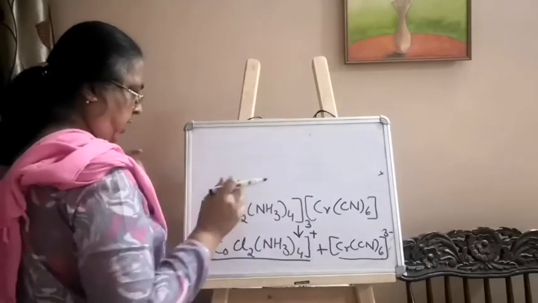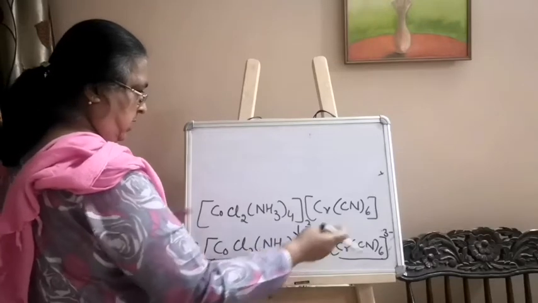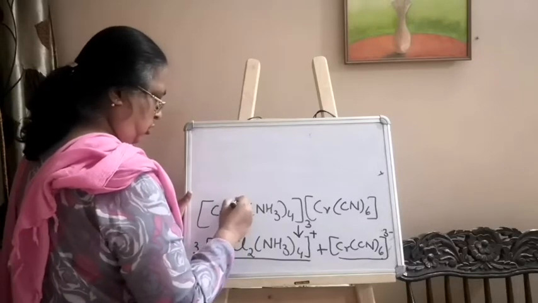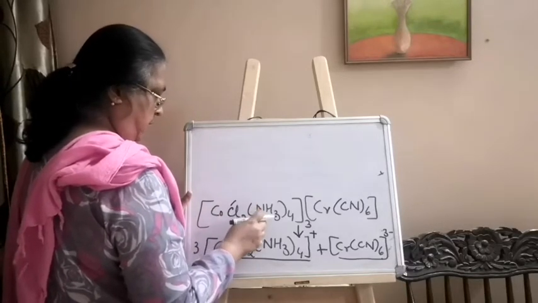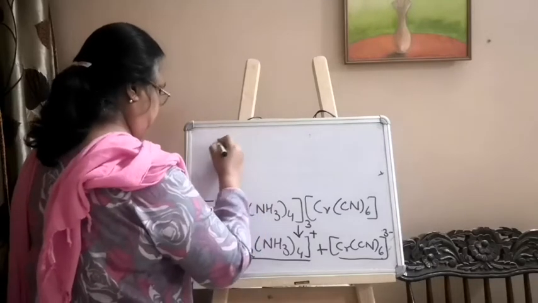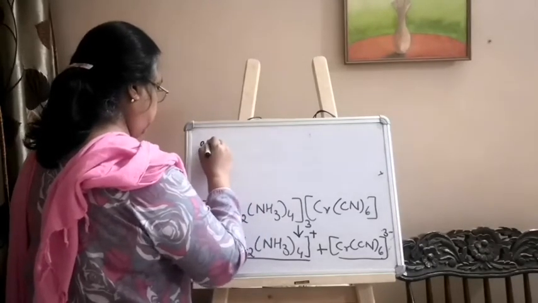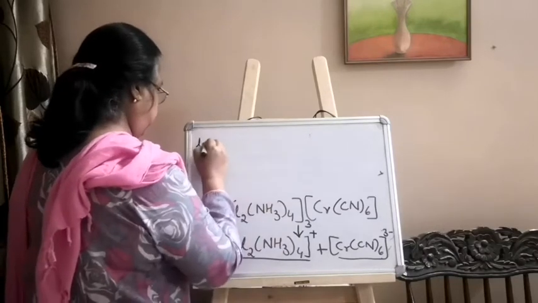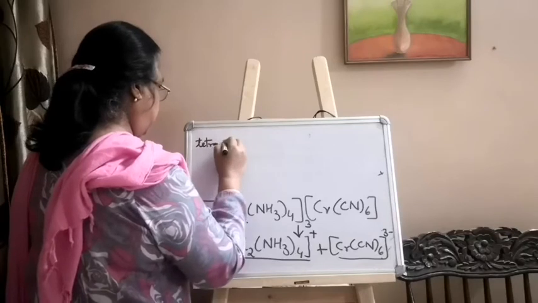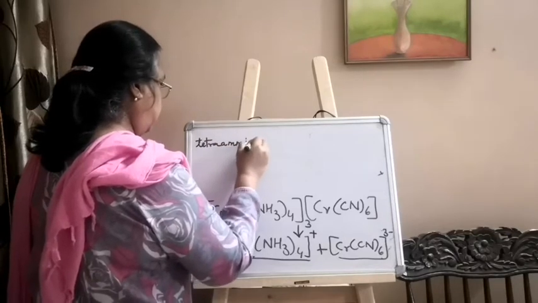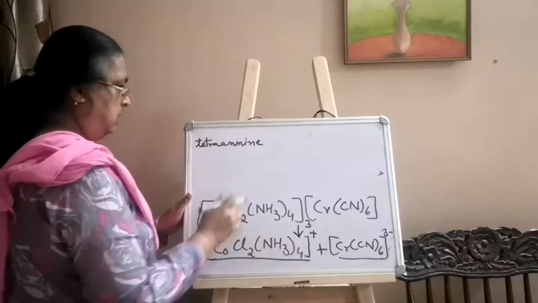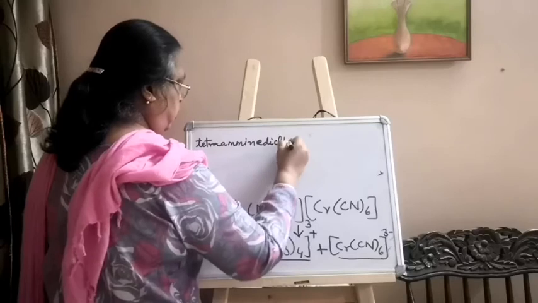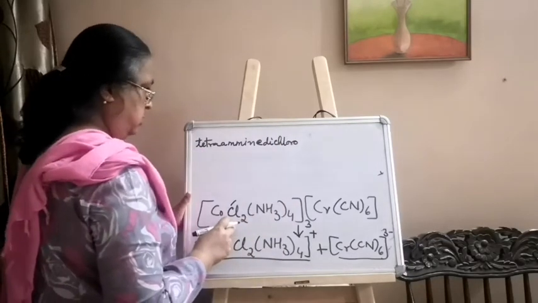So name. First we have to write the name of the positive part, then of the negative part. Same rule. So here we have this as chloro, this as amine. So amine starting with A. So first we will have amine. It is tetra, so we will start with tetra. Tetraamine. Then it is dichlorido or chloro.